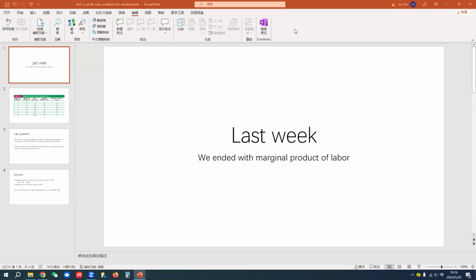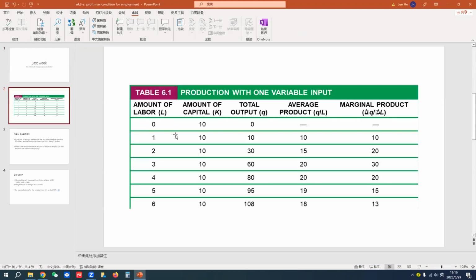Hello, everyone. Let's get started. So last week we ended with marginal product of labor and average product of labor, which is like this. So here in this week, you're going to encounter a question like the following.